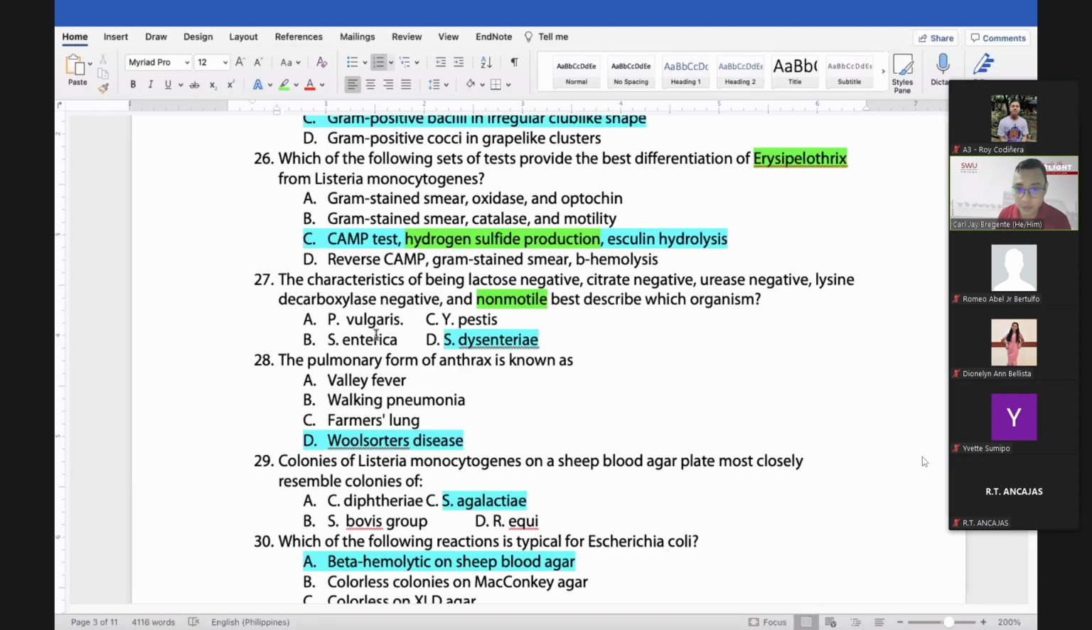Okay? So here, Proteus is very motile because, again, it forms swarming colonies. Salmonella is motile. Yersinia also is motile. So here, Shigella dysenteriae, which was mentioned earlier, is non-motile. So again, the only non-motile ones in the family Enterobacteriaceae are Klebsiella or Shigella. So even if you forget the results of the other biochemical tests, the clue there is non-motile.